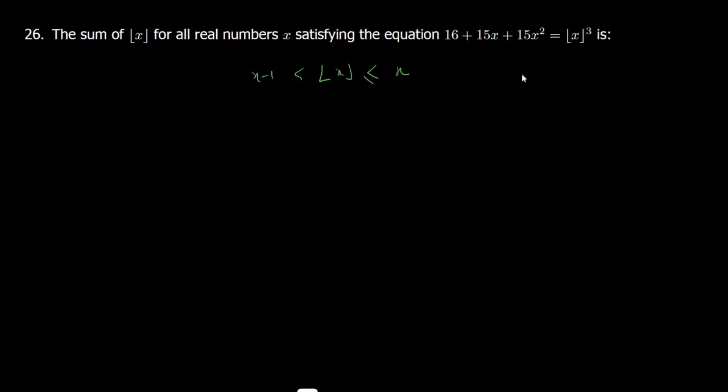Also, if we look at the rough numbers around this polynomial, then we know that all of these numbers will be way above 1. So even if you take cube, then the inequality will remain the same. So you can say that around the solutions of this cubic, x minus 1 whole cube will be less than floor of x whole cube, less than or equal to x cube. So I can say that 16 plus 15x plus 15x square is less than or equal to x cube and greater than x minus 1 whole cube.